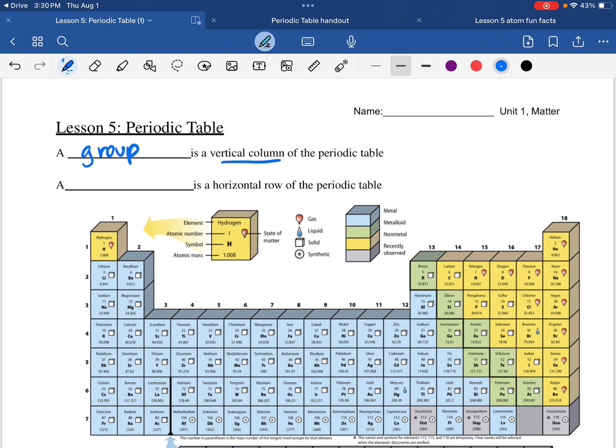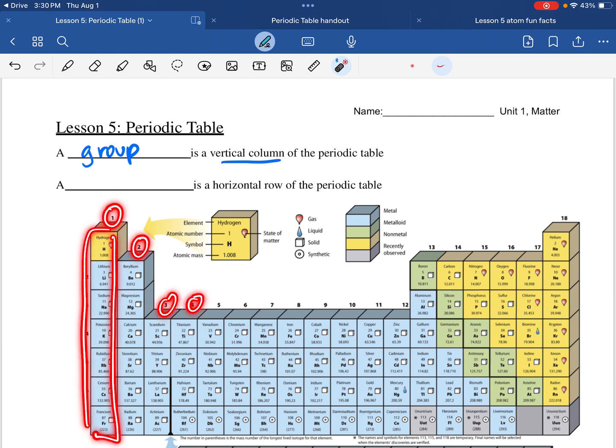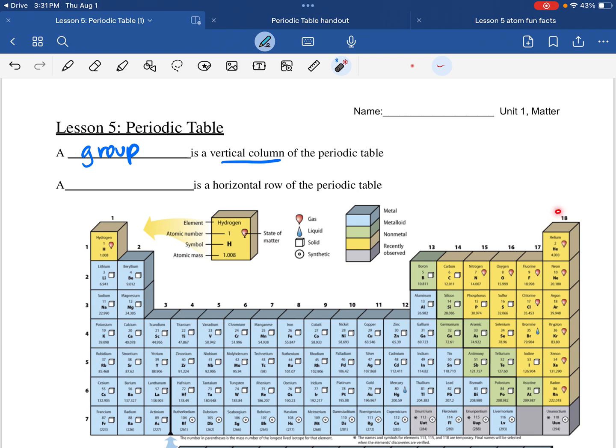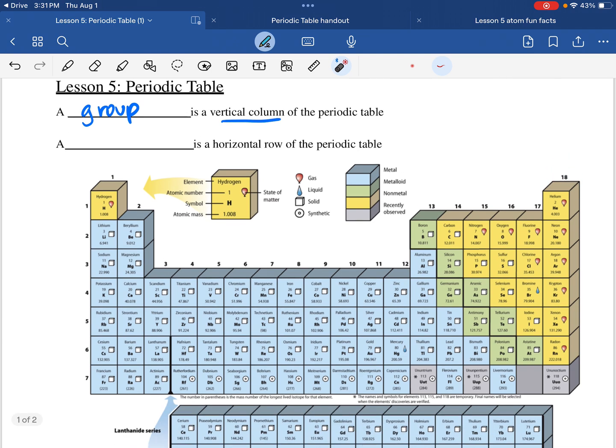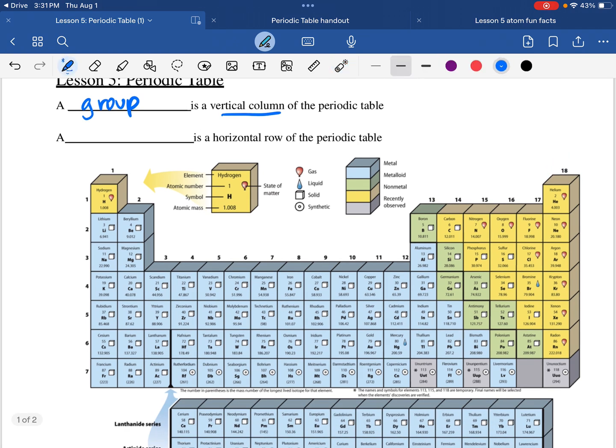So we can see down here in this periodic table, we have group 1, so that's all of these elements. Group 2, group 3, etc., down the line. Group 18 is here. Group 18 is a fun one where I'm going to actually tell you, these all have different names, the groups, like the alkali metals, alkaline earth metals.